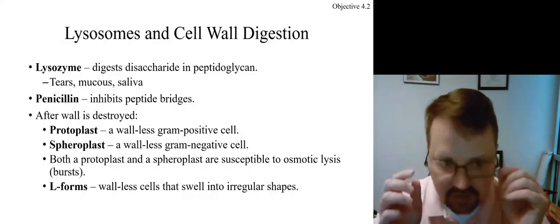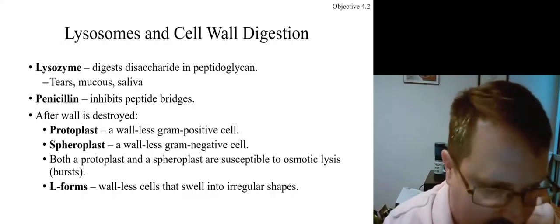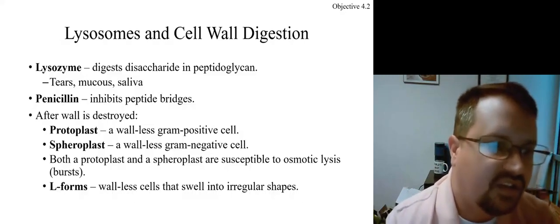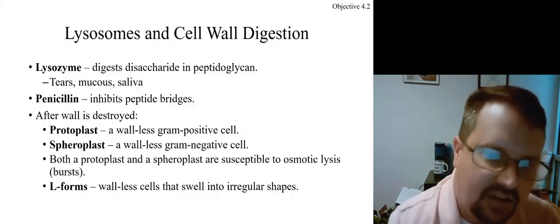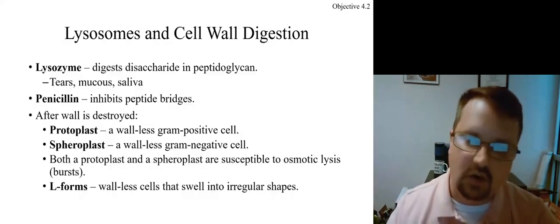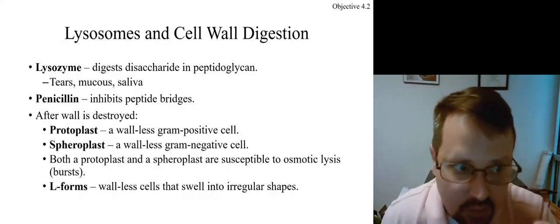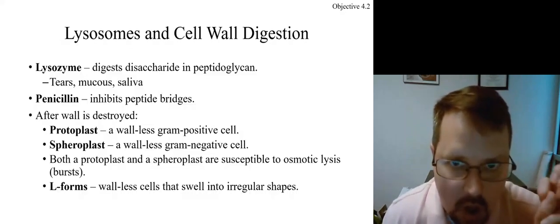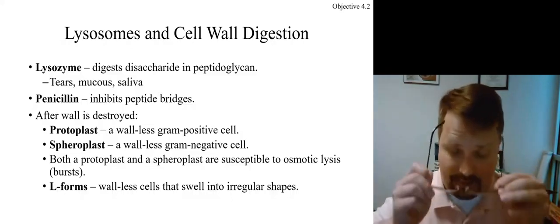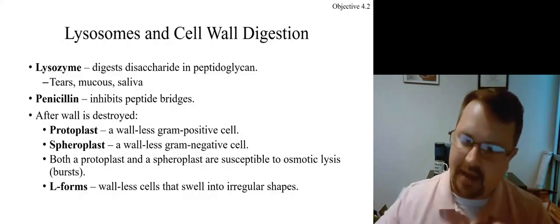In gram-positive bacteria, this makes them want to lyse. A wallless gram-positive cell is called a protoplast, because the cell wall is destroyed. If it's a gram-negative and it's wallless, that's a spheroplast. Both of these can now be lysed or burst, and a wallless cell that swells into an irregular shape we just call an L form. These are what happen when antibiotics destroy the cell wall and it weakens and they start to swell. This is a common thing that happens. This is where we're going to stop in the first lecture, and I'll pick it up in the next one.